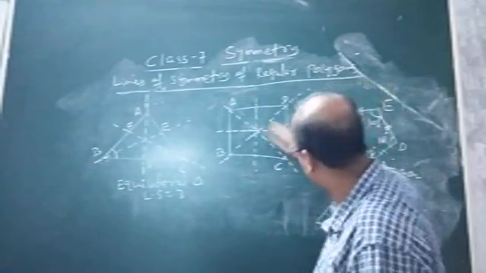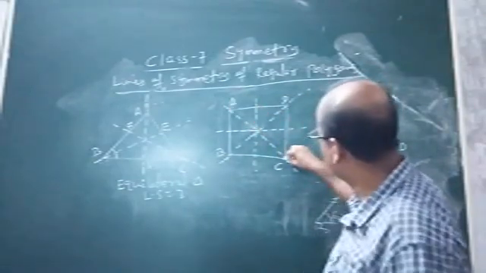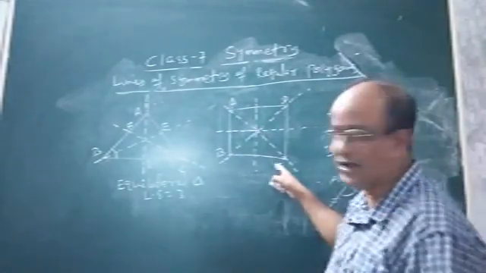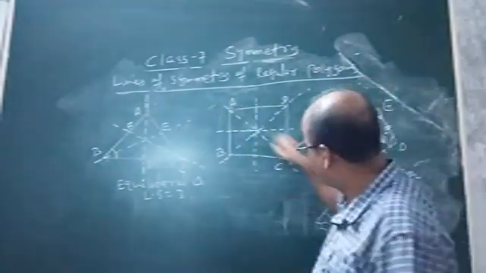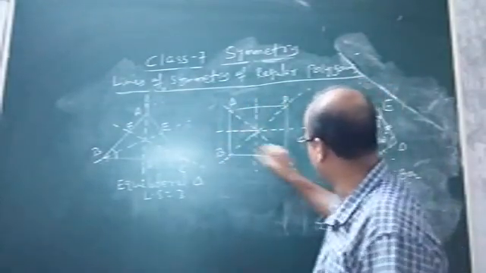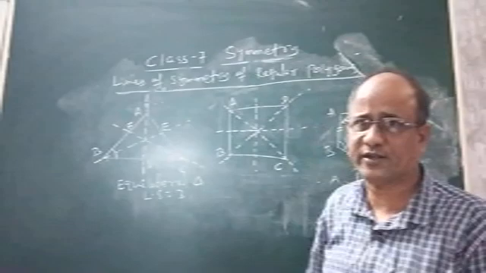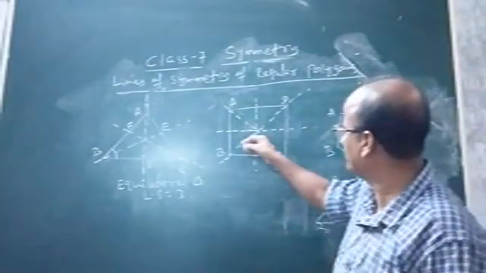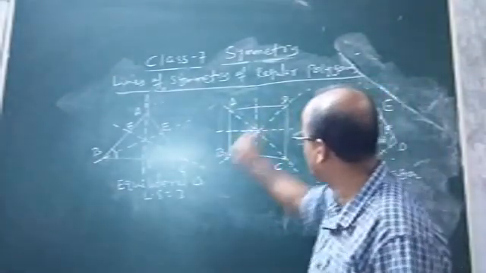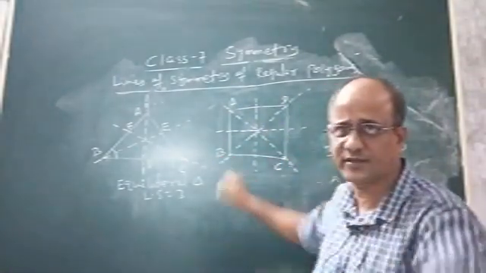In a similar manner, about the diagonal AC, look at the dotted line AC. This is the diagonal of the square. About this dotted line AC, if you fold triangle ADC and triangle ABC, you will find that they will also coincide with one another. That means AC is another line of symmetry. So AC is one line of symmetry, BD is one line of symmetry. Okay, we got 2 lines of symmetry.